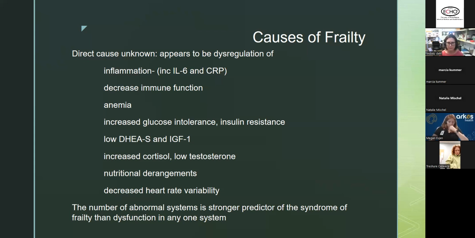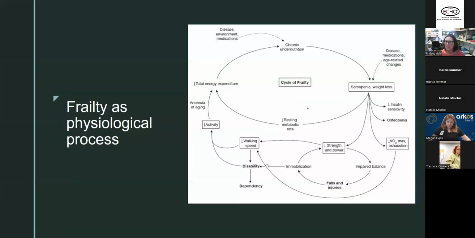Other nutritional derangements, there's been shown to be decreased heart rate variability. So these aren't necessarily causes. I think what it boils down to is multiple chronic diseases coming together that lead a person to have decreased appetite, to intake less, to move less, and then therefore lose muscle strength and decrease your metabolic rate, and then eat less, and the cycle continues, right? And that's kind of what these cycles of frailty depict.